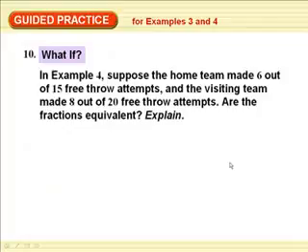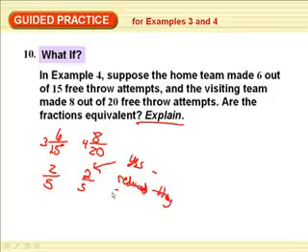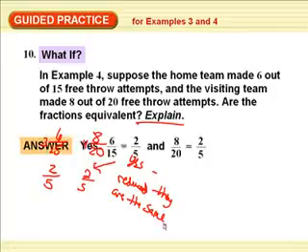What if, in example 4, suppose the home team made 6 out of 15 free throw attempts, and the visiting team made 8 out of 20 free throw attempts? Are the fractions equivalent? So 6 out of 15 would be 6 over 15. 8 out of 20. Let's see, 6/15, we could divide that by 3, that'd be 2/5. This we can divide by 4, that would be 2/5. Yes? And explain. Right here, when we reduced, they are the same. Same values. There we go.